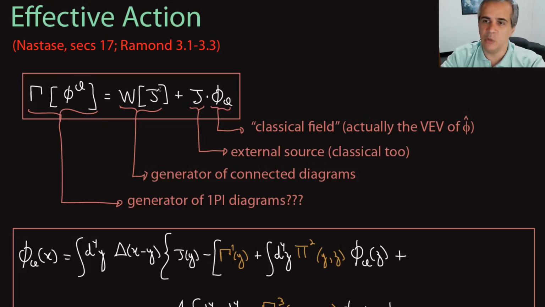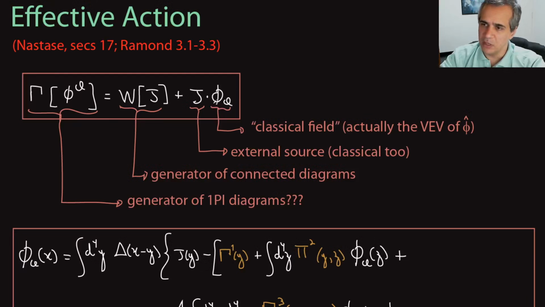I said, if I do a Legendre transform, by doing this transform I will obtain this object, which will be the generator of my 1PI diagrams. And in the process of building this Legendre transform, I already got a very important object, this classical field.